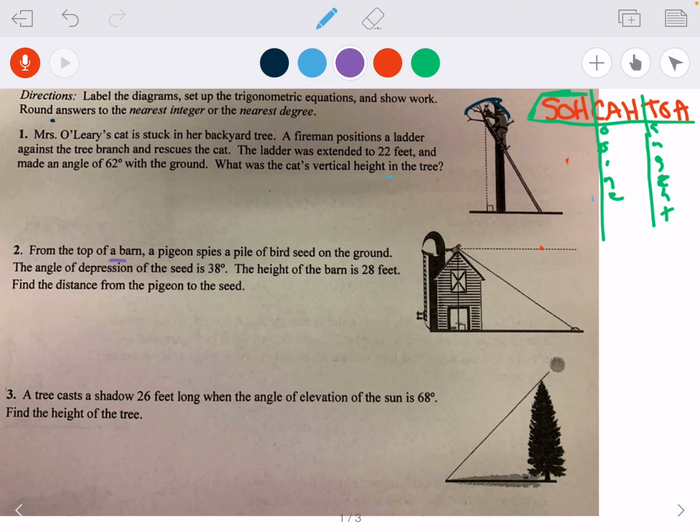From the top of a barn, a pigeon spies a pile of birdseed on the ground. The angle of depression of the seed is 38 degrees. The height of the barn is 28 feet. Find the distance from the pigeon to the seed.